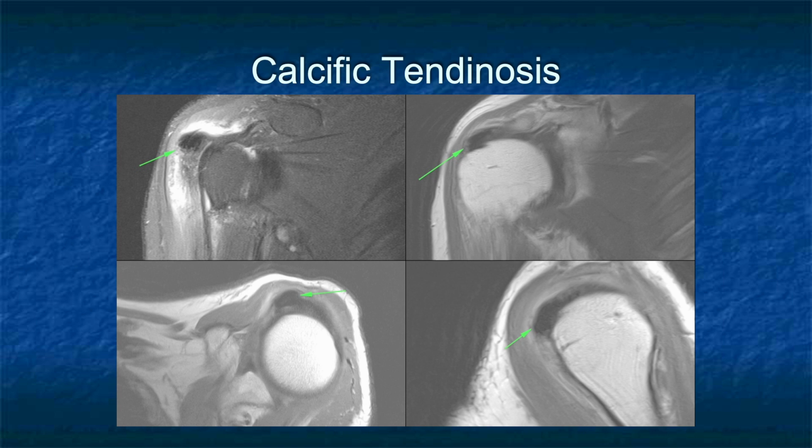And when this calcium liquefies, it produces intense inflammation around it, producing a lot of adjacent bursal fluid and edema. So when you see bursal fluid and edema and the tendon looks normal, remember to look very carefully for calcific tendinosis, and also look at the x-rays because they're a good place to make that diagnosis.